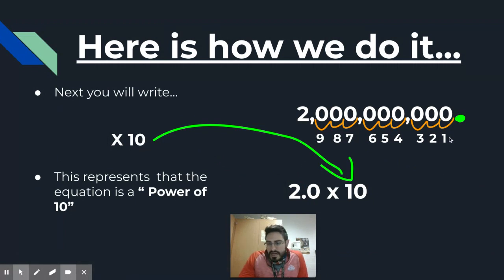So you got your coefficient of 2.0. We counted our humps. Now we just have to write this thing right here, times 10. It's called the power of 10 because it represents the power of 10. So you write 2.0 times 10. 2.0 from right where we put it right here, drop it down, times 10.